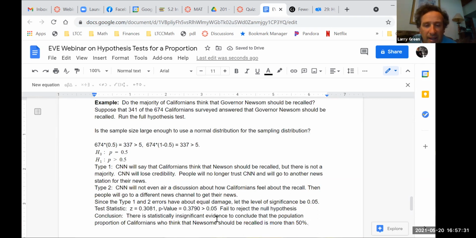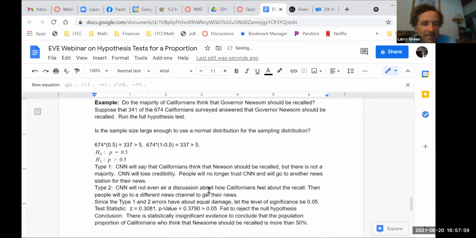Okay, but that doesn't mean that we can say there's not a majority. We just don't know if there is or isn't. It might be that there is a majority, but our sample size is too small, so we didn't get the right answer. Or it might be that there just isn't a majority. We really just don't know. Any questions at all on the conclusion?